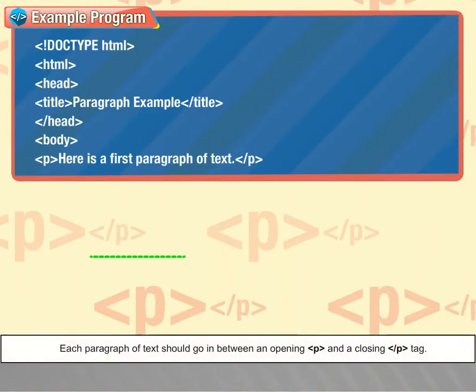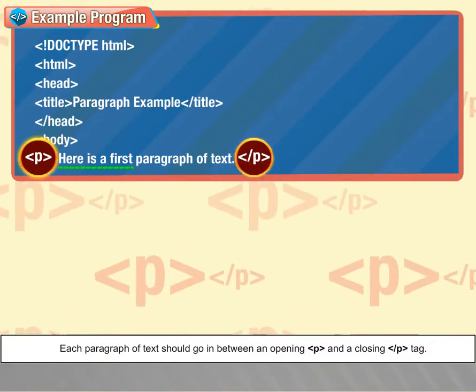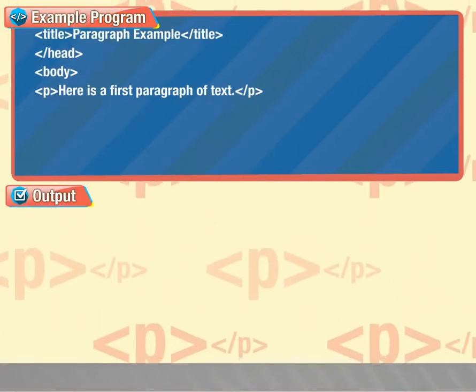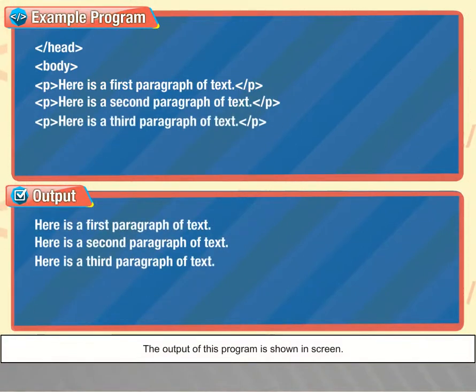Each paragraph of text should go in between an opening P and a closing /P tag. The output of this program is shown in screen.